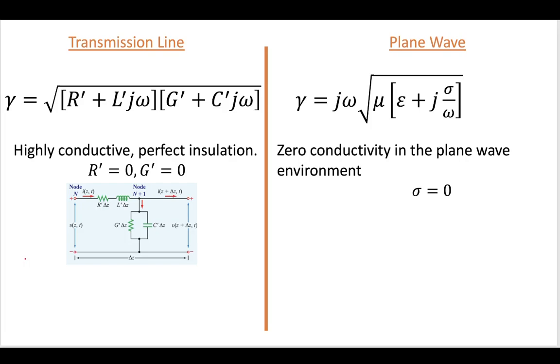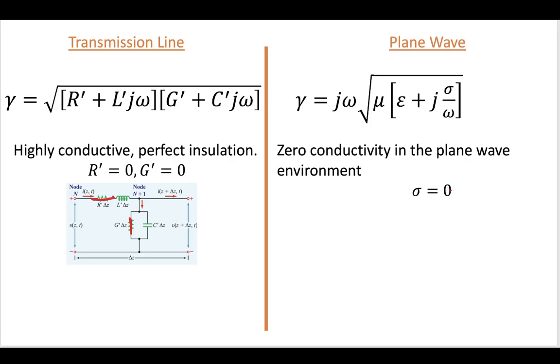For the lossless case on the transmission line, we said that the metal parts of the transmission line would be highly conductive, and so that this resistor would go away, and it would have perfect insulation, so that we don't have any conductivity between these two lines. Okay, so for the transmission line case, we set R to 0 and G prime to 0. And then for the plane wave case, we say that the plane wave is propagating in a zero conductivity environment.